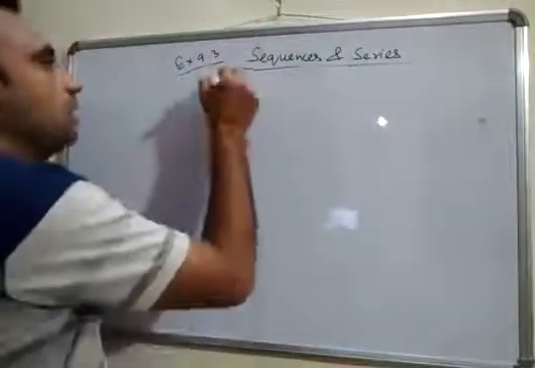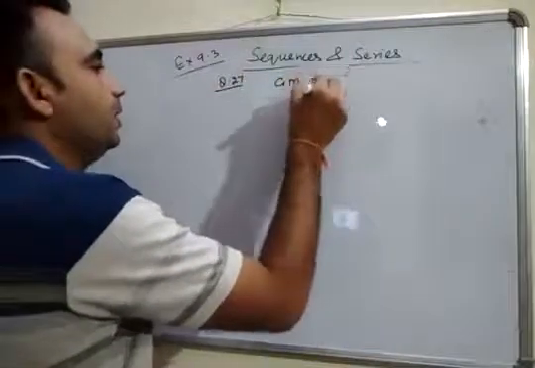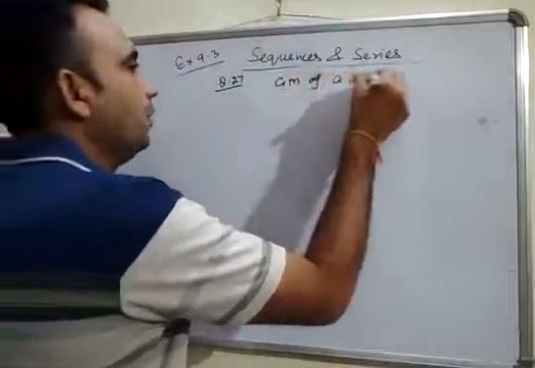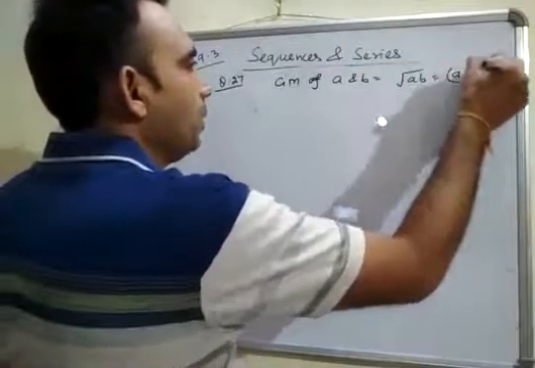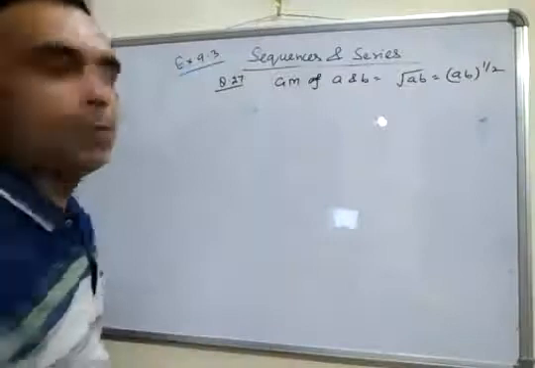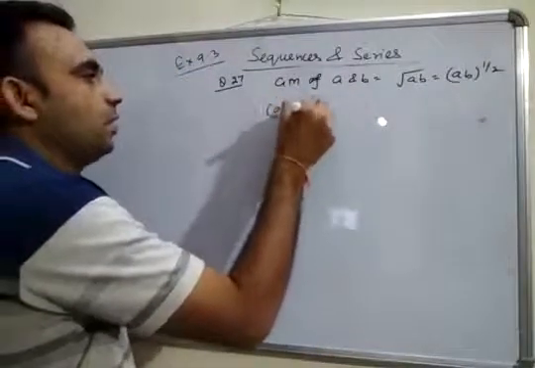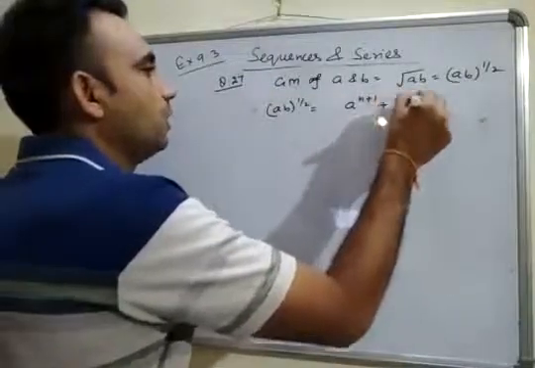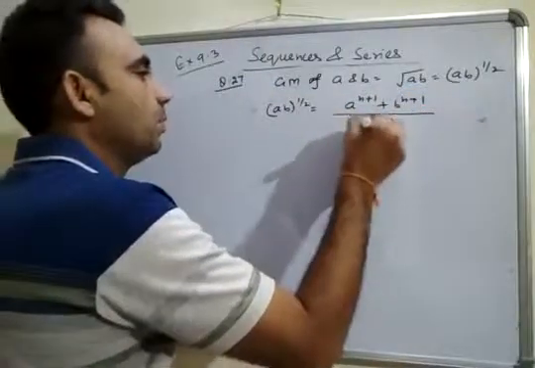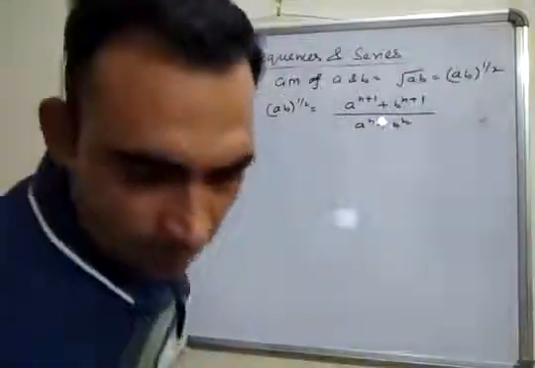Question number 27. The GM of a and b is equal to the square root of ab, or we can write ab to the power half. But it is given that the GM is equal to (a to the power n plus 1 plus b to the power n plus 1) upon (a to the power n plus b to the power n). This is given.